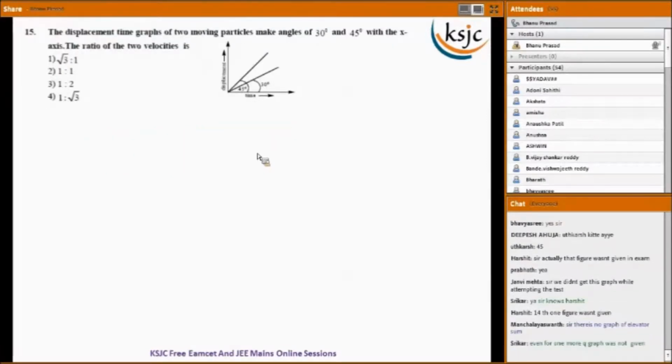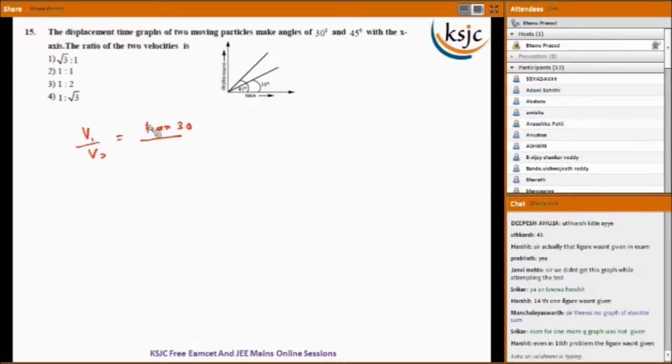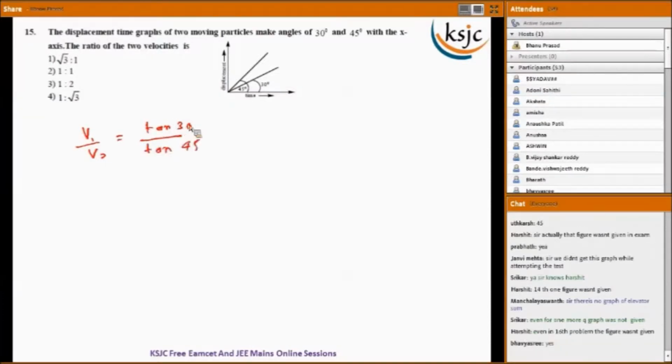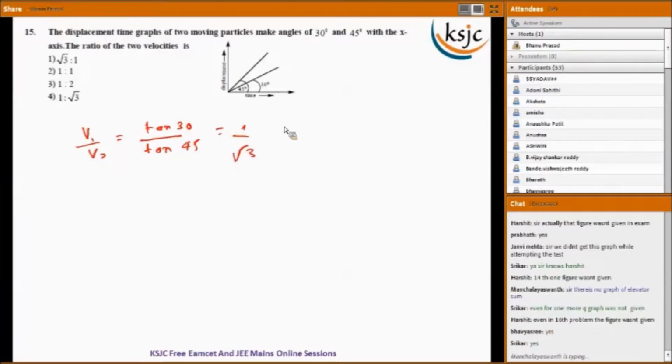Right, the displacement-time graphs of two moving particles make angles of 30 degrees and 45 degrees with the x-axis. The ratio of the velocities? The slope of a displacement-time graph gives velocity. So v1 by v2 will be equal to tan 30 over tan 45. Slope is tan 30 for the first one, and for the second one it will be tan 45, and this will lead to 1 by root 3. So option 4.